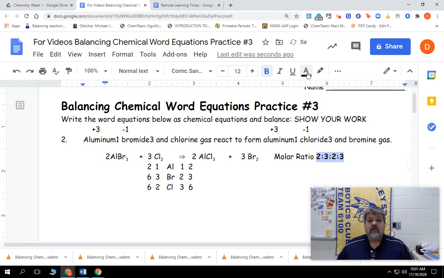Let's go ahead and make it bold, and let's highlight it with a color. And there we go. There's our answer. 2323 is our molar ratio, and that is a balanced chemical equation for practice sheet number 3, problem number 2.